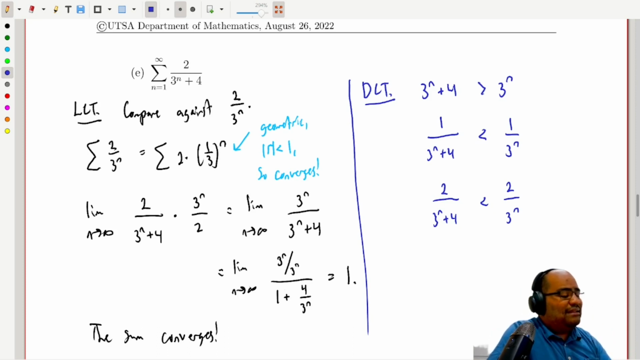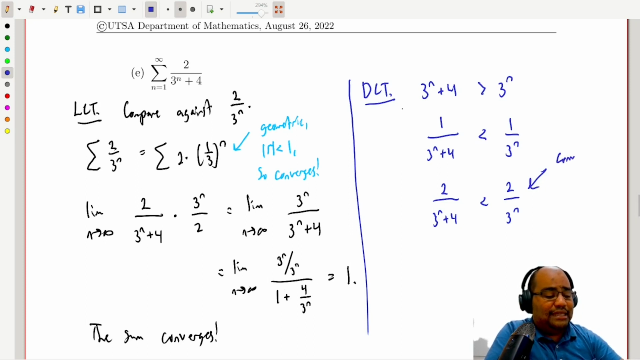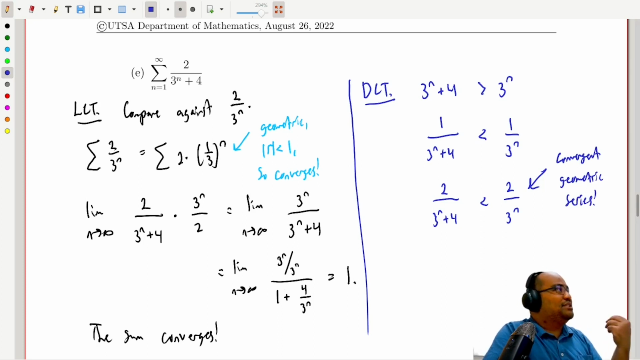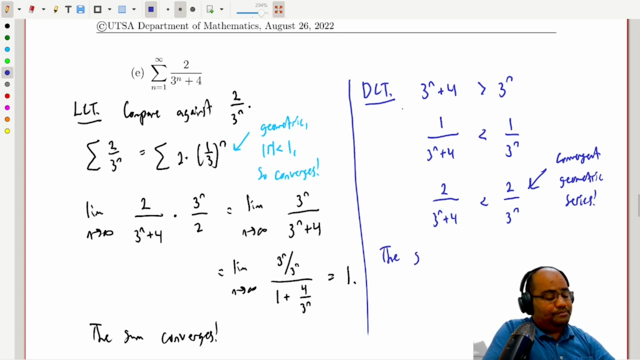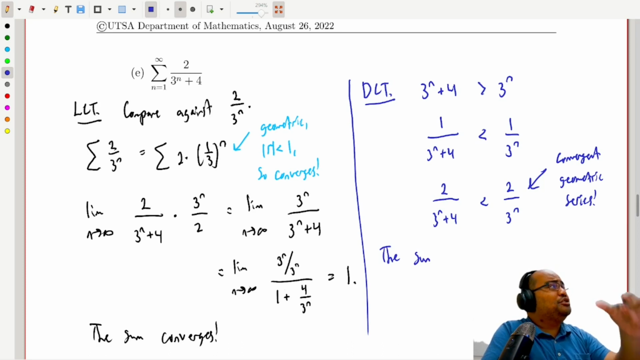Now that thing on the right-hand side is convergent. That represents something that is from a convergent series. That is a convergent geometric series, the same thing that we saw on the other side. So by direct comparison, I should say, the sum converges. Because the bigger one converged, the smaller one has to converge as well.